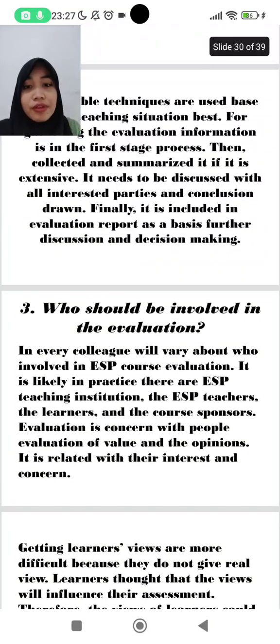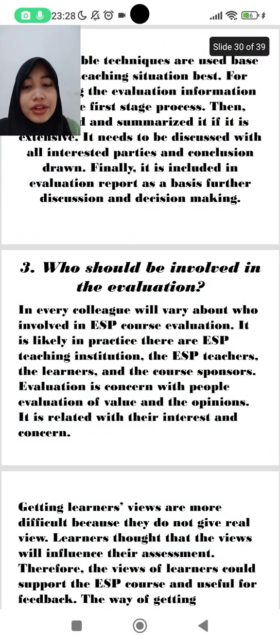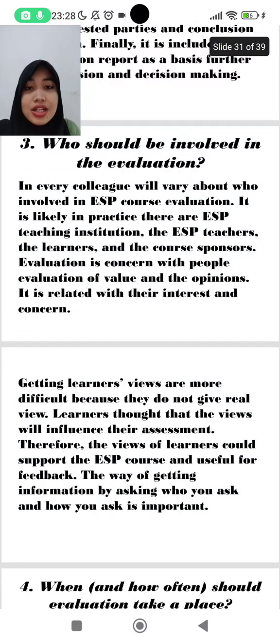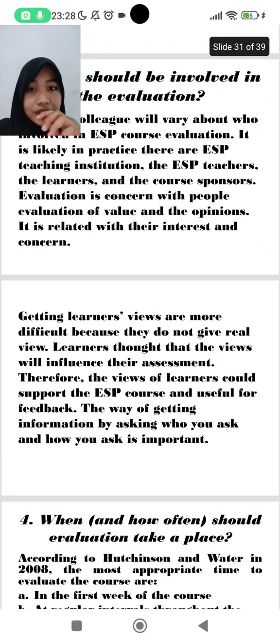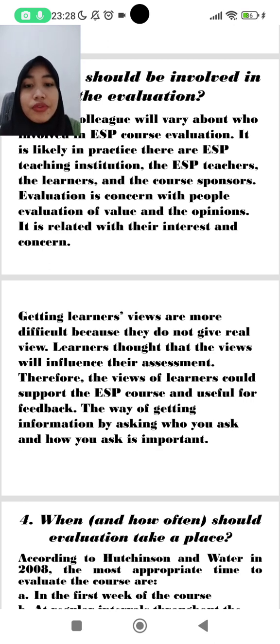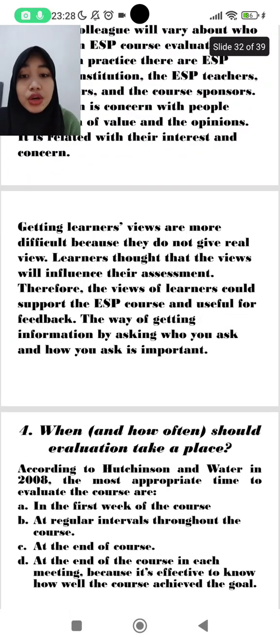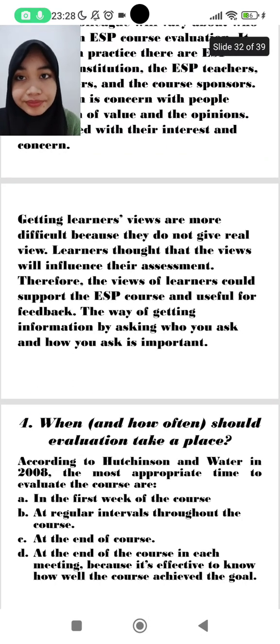Third, who should be involved in the evaluation? In every college it will vary who is involved in ESP course evaluation. In practice, it is likely to be the ESP teaching institutions, the ESP teachers, the learners, and the course sponsor. Evaluation is concerned with people's evaluation of value and their opinions. It is related to their interest and concern. Getting learner views is more difficult because they don't give their real view. Learners think that their view will influence their assessment. Therefore, the views of learners could support the ESP course and be useful for feedback. The way of getting information, who you ask and how you ask, is important.